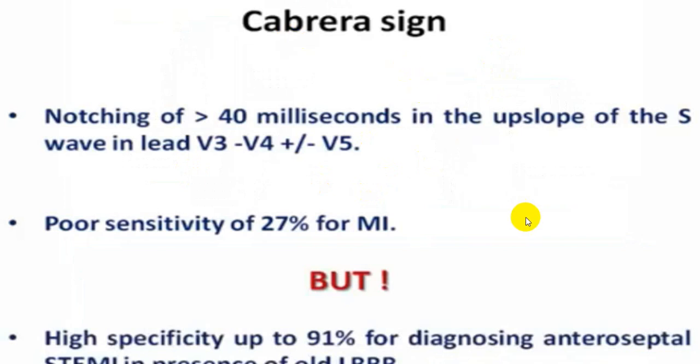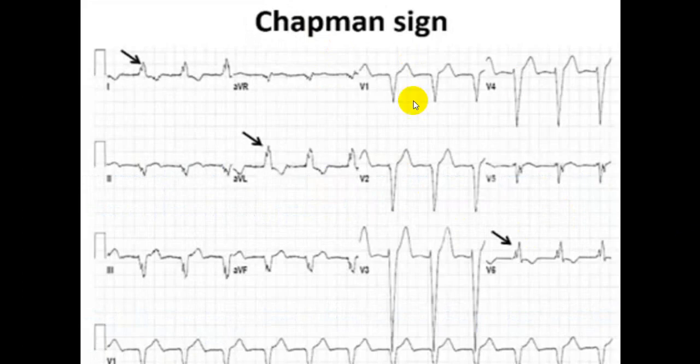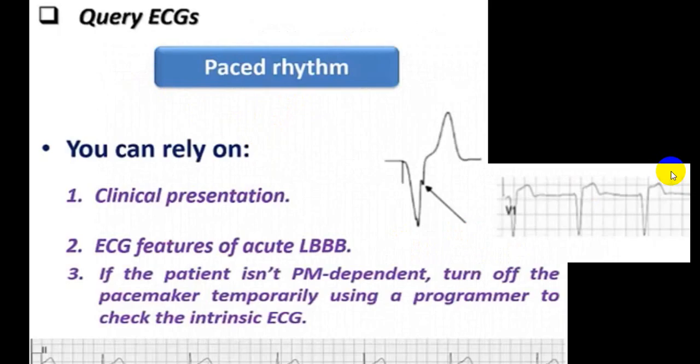Cabrera sign is, in an ECG, if on the upsloping of the S wave you get a notch, that is Cabrera sign. If it is seen, it is in favor. Chapman sign is in an upright QRS complex. If you get a notch, that is Chapman sign. You can see it in lead 1, AVL and V5, V6. So this is Chapman sign, in favor.